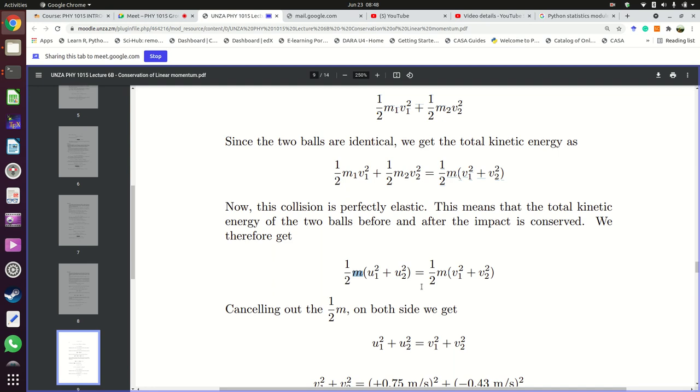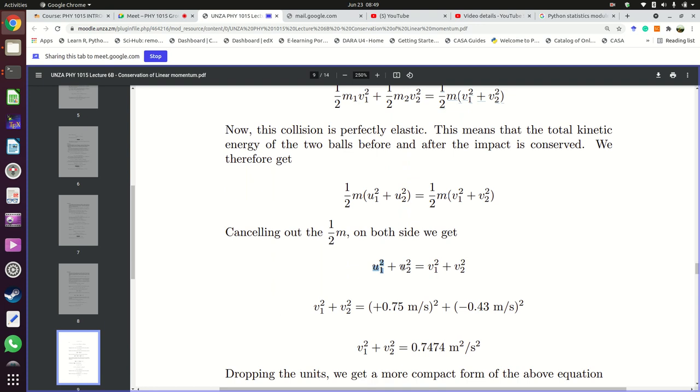Again, what you are seeing here is, it's not necessary for you to know the masses of these objects since they're identical. Whenever you have identical masses, those identical masses should not prevent you from enforcing this conservation of linear momentum. So we are going to end up with u1 squared plus u2 squared equals v1 squared plus v2 squared. Again, in this case, we know what u1 is, we know what u2 is. Up to this point, are we clear with what we have done?